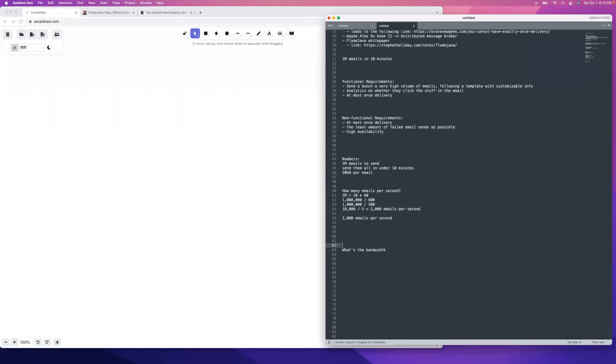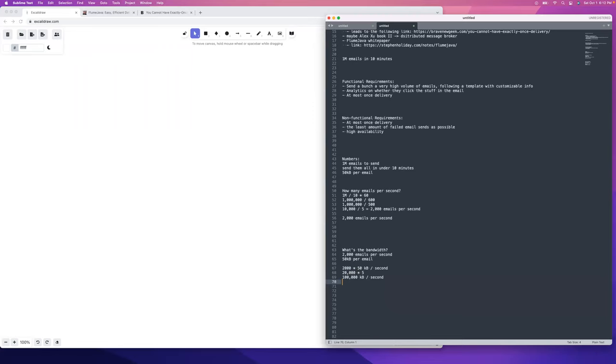Awesome. Okay, so what's the bandwidth? We have 2,000 emails per second, and it's 50 kilobytes per email. So we're going to do 2,000 times 50 kilobytes, and then I'll get per second bandwidth. That's the same thing as 20,000 times 5, which is 100,000 kilobytes per second.